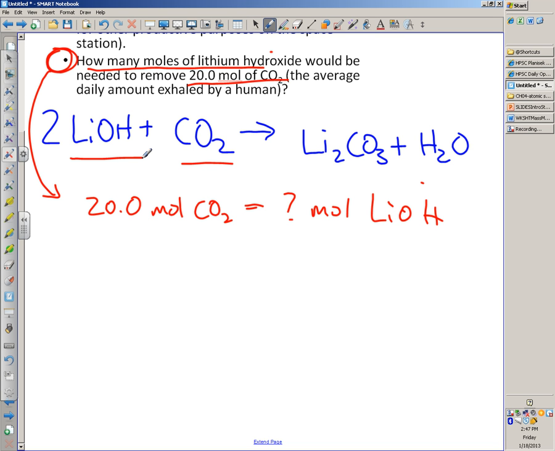Okay. Like I said before, stoichiometry problems are conversion problems. No difference in the process. Obviously, the numbers are going to be a little different, but no difference in the process. So, what are we going to start this conversion problem with? 20 moles of carbon dioxide. Okay, what's next?